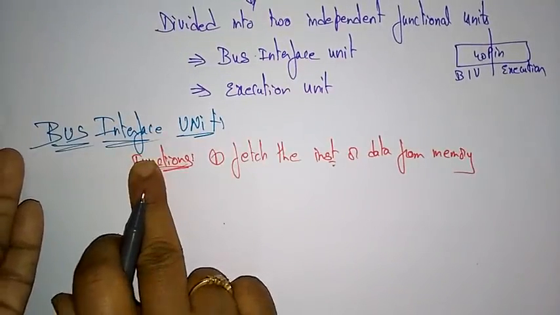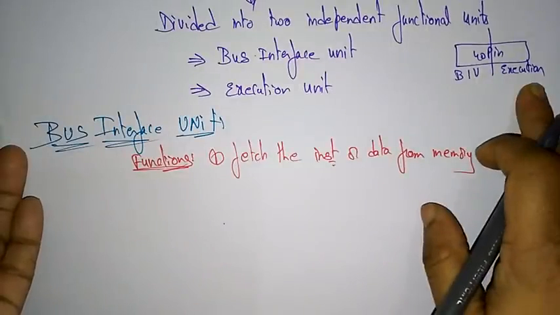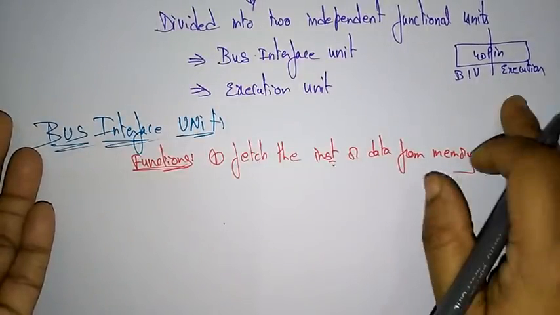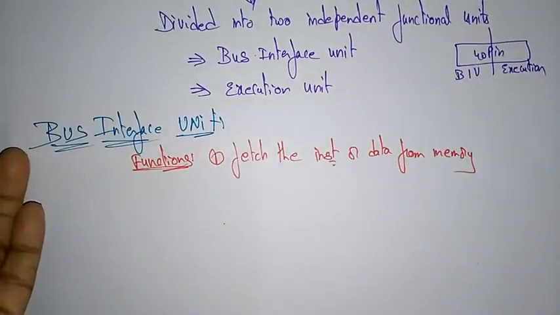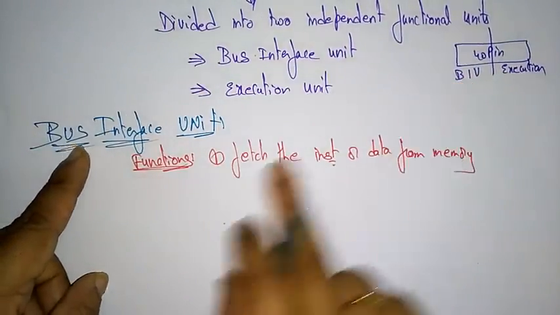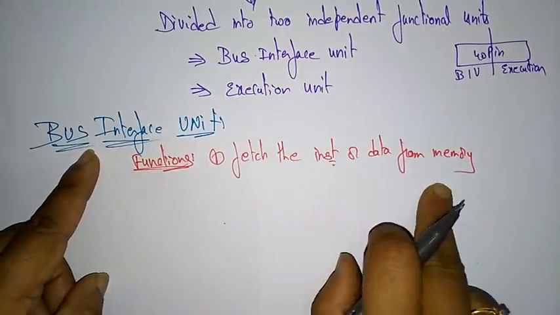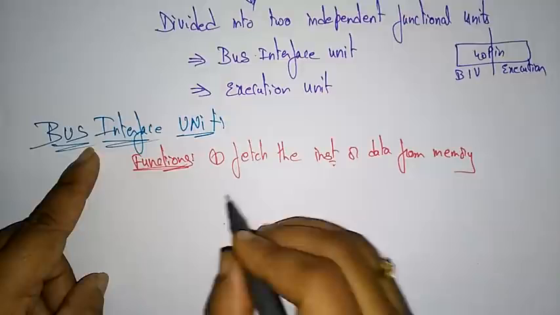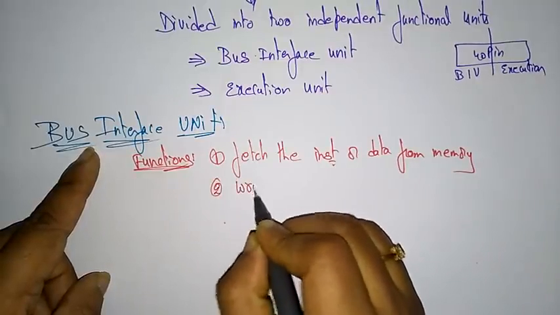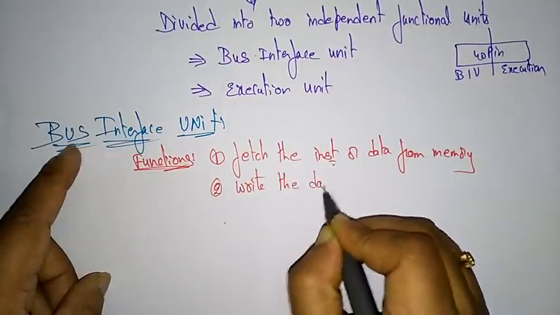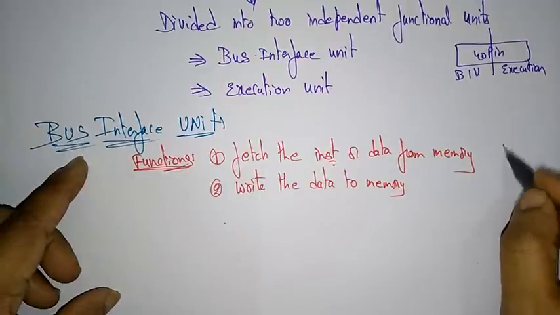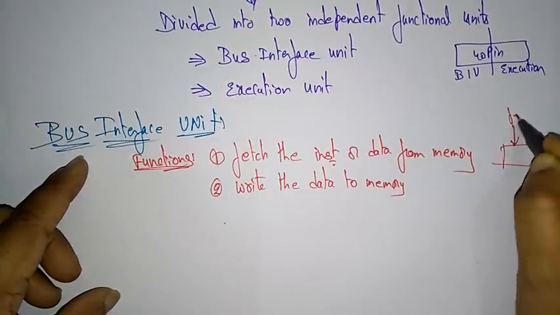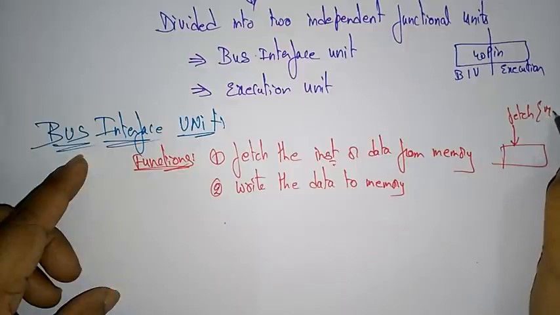So actually this is present inside the processor only. The execution unit wants to execute some data. So what data does it have to execute? That data will be fetched by the bus interface unit. So the first function of the bus interface unit is to fetch the instruction or data from memory. Next, it writes the data to memory. It is also doing another work, fetching the data from memory or IO.